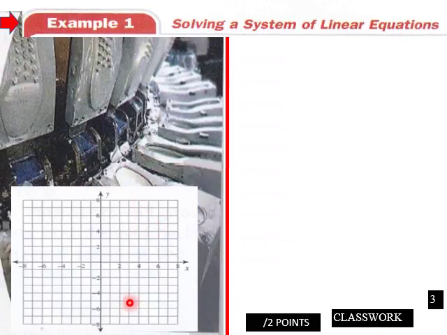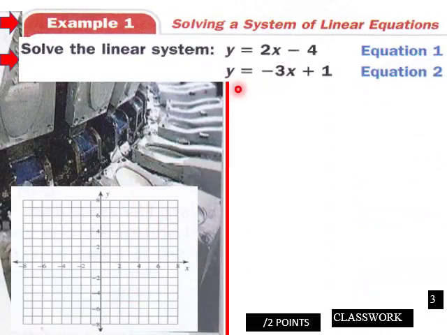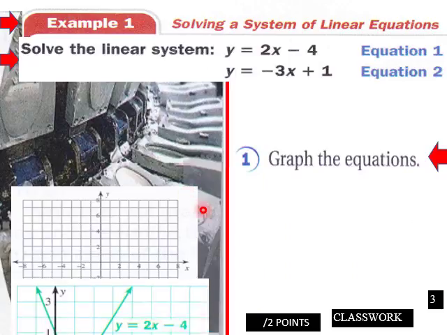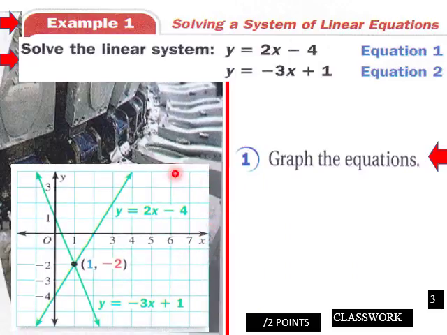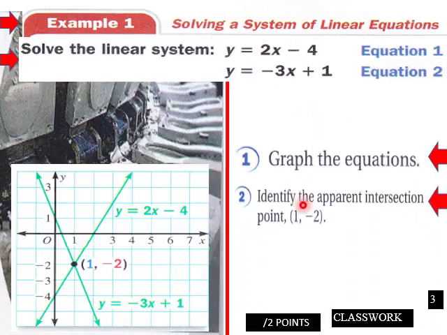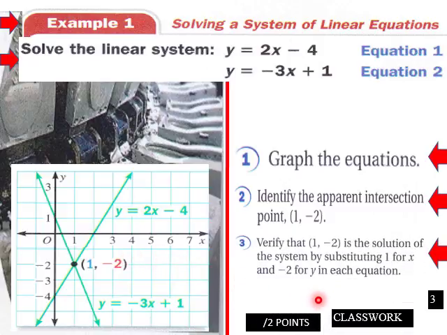Okay, our first example, solving a system of linear equations. Here's our system, equation 1 and equation 2. How would we solve it? Well, here are the graphs of these 2 lines, and where they intersect at 1, -2 would be the solution. So are we going to check that? Well, identify the apparent intersection here. Verify the solution of the system by substituting 1 for x and -2 for y in each equation.